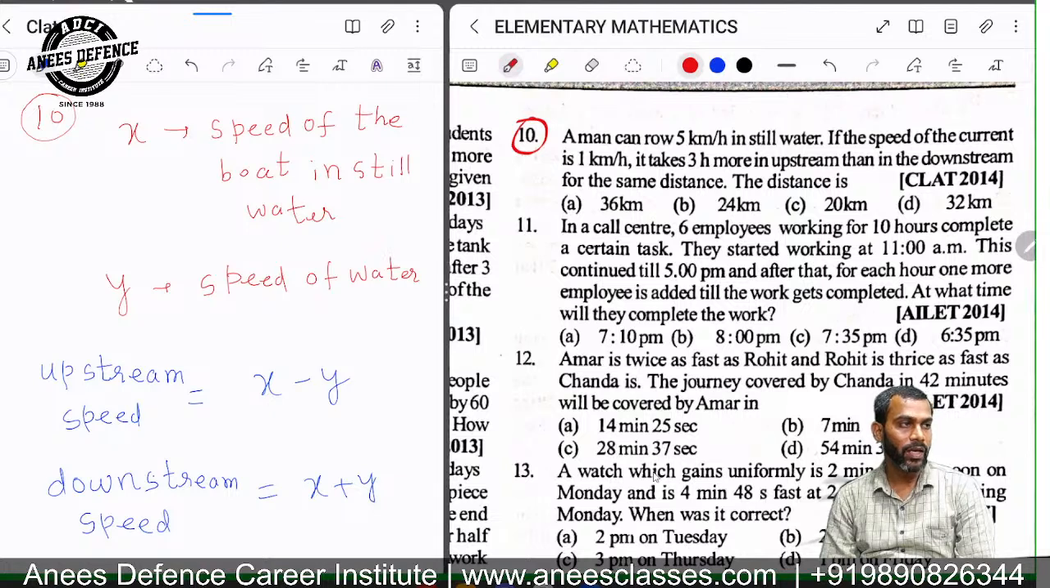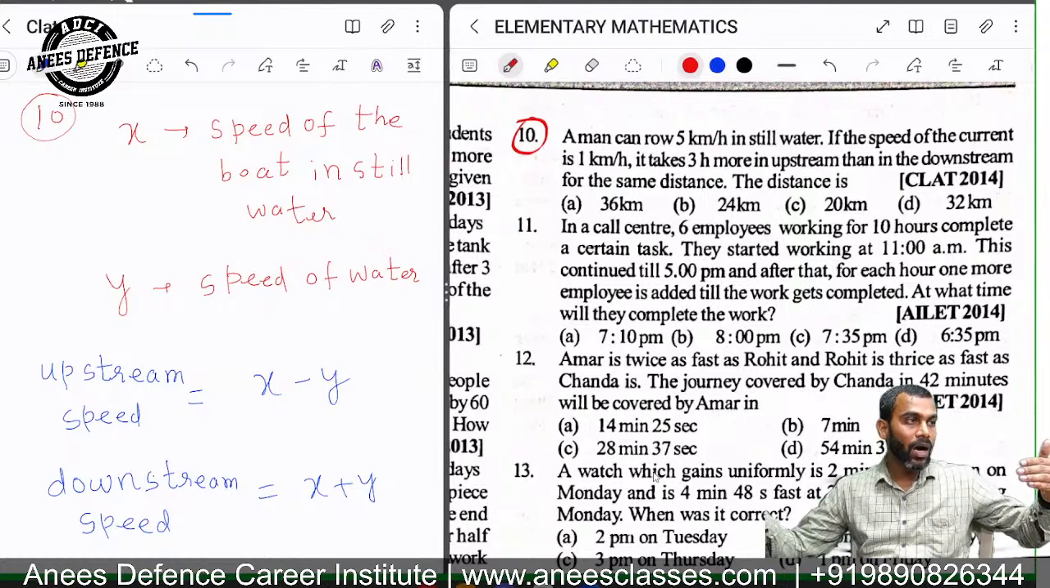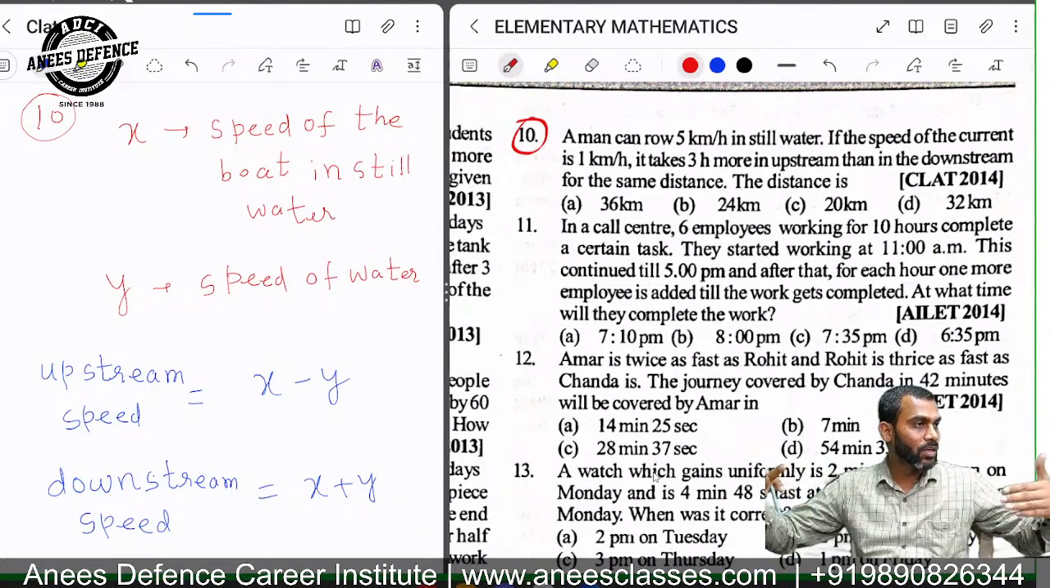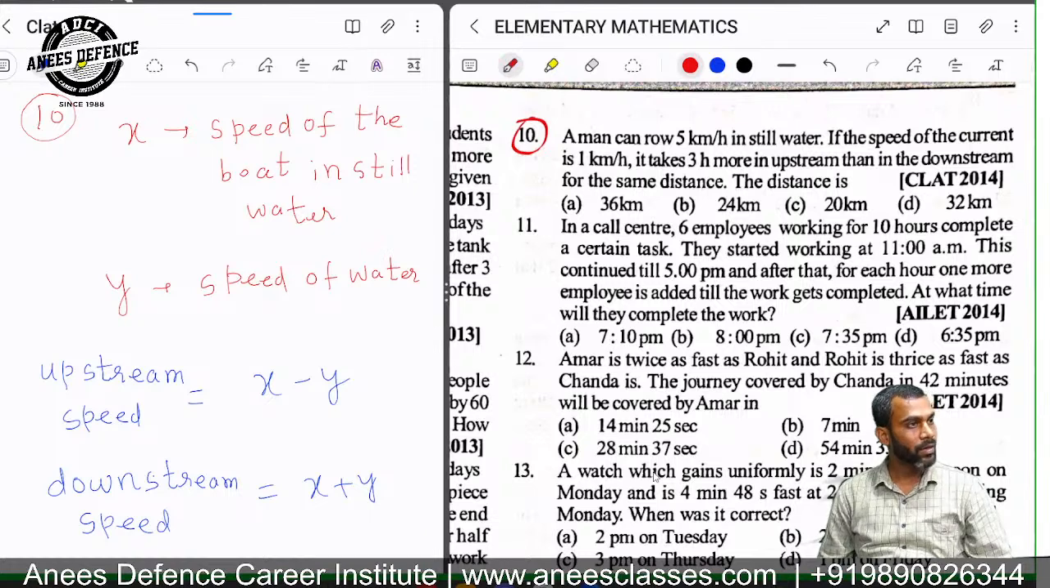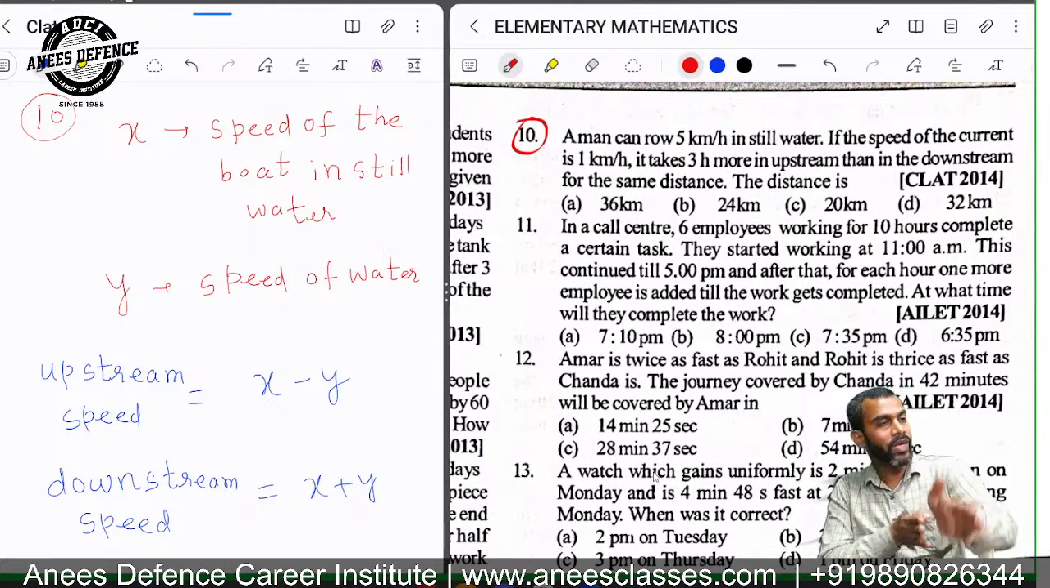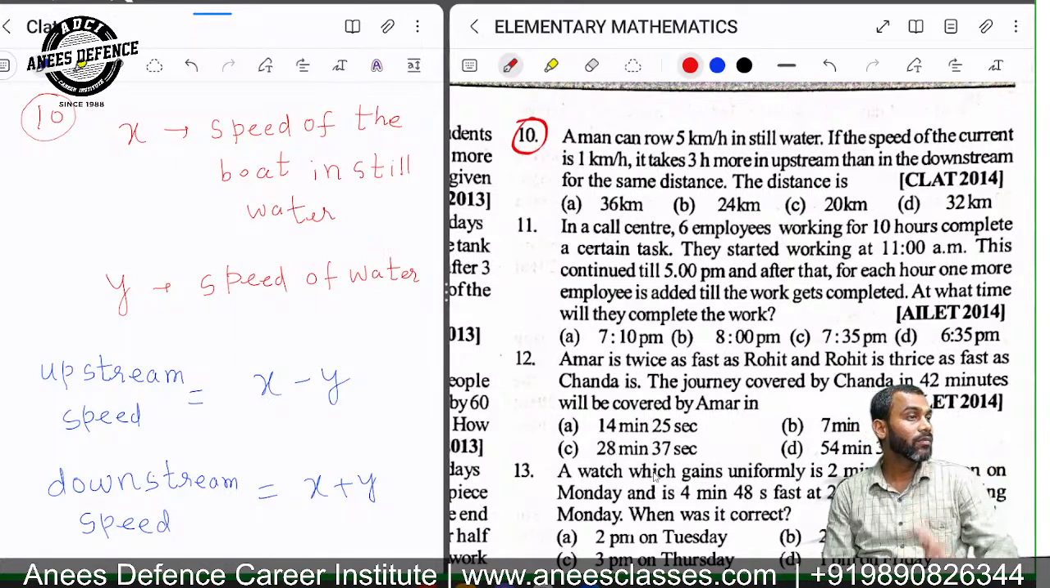We need to add. It is nothing but relative speed, you can compare with relative speed. If two trains are moving towards each other, then what would be the relative speed, x plus y? Yes or no? They will be coming towards each other faster. If they are moving in the same direction, then we need to subtract. Yes or no?